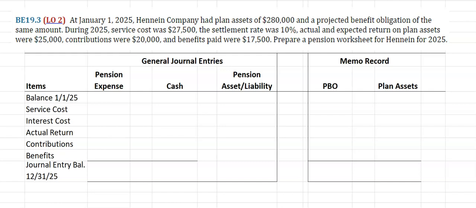Now we will practice a short worksheet by using the information from brief exercise 19.3, and I already made the structure of the worksheet. You could do it by hand or using a small Excel formula.